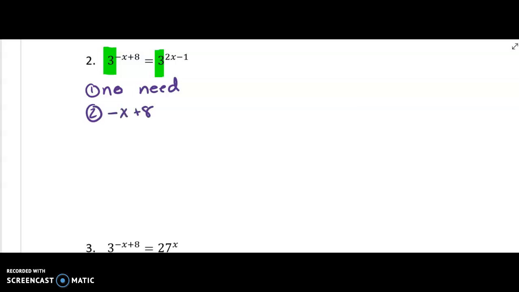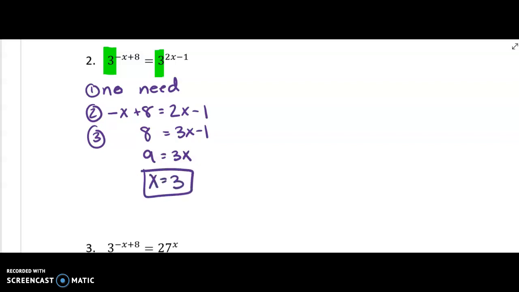So negative x plus 8 equals 2x minus 1. So now we are going to solve. So I'm going to add x to both sides, and I get 8 equals 3x minus 1. I'm going to add 1 to both sides, and I get 9 equals 3x. And then divide by 3 to both sides, and I get x equals 3. And that's it.